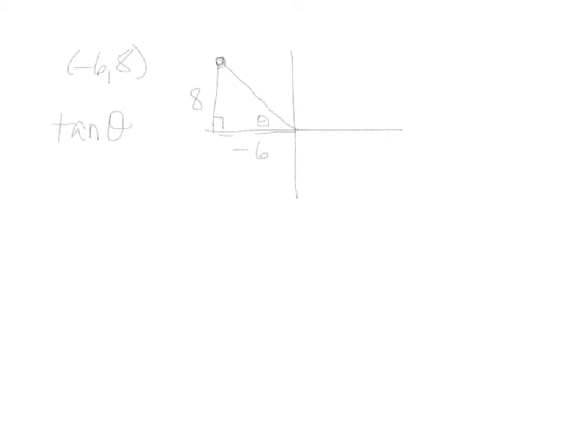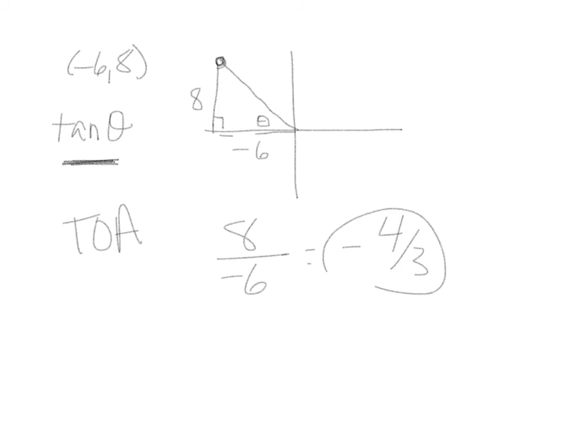But before, look, what trig word are we looking for? Tangent. Tangent from SOHCAHTOA is opposite over adjacent. Do we already have the opposite and the adjacent? In this case, opposite is 8, adjacent is negative 6. Reduce that, it gives us negative 4 thirds. Sometimes you don't have to find that third one if you are finding tangent or cotangent. Okay, let's do one more example.